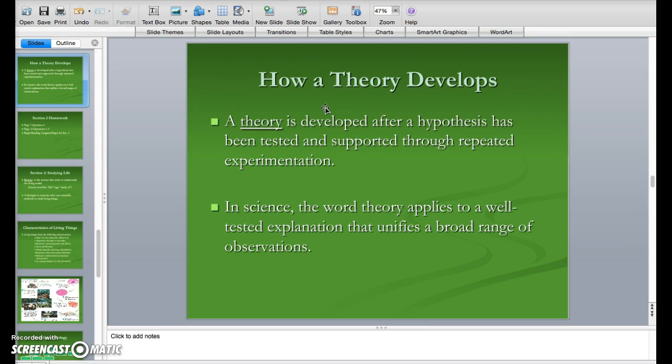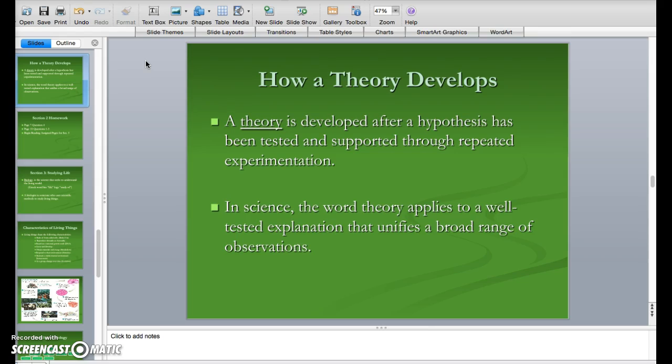So beyond a hypothesis, we also have scientific theories. A theory basically is developed after a hypothesis or many hypotheses have been tested and supported through repeated experimentation. So these all are supported through factual evidence that we have at that time. There are several theories that we'll study in science. We have the germ theory, gene theory, cell theory, the theory of evolution. These are all theories of biology.